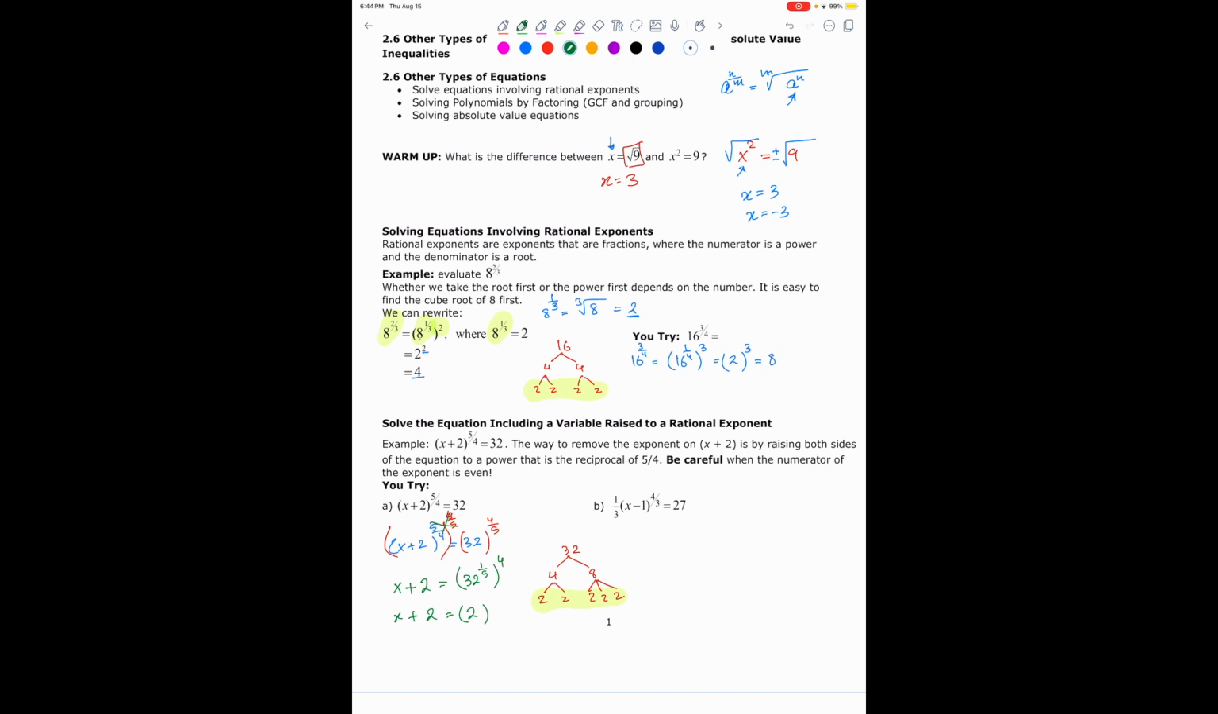So in other words, let me put it as a note here. Since the 5th root of 32 equals 2, and that is the work that we've done for it, to the 4th power. So now, x plus 2 equals 2 to the 4th power means 2 times 2 times 2 times 2, which is basically 16. And now this is a linear equation.